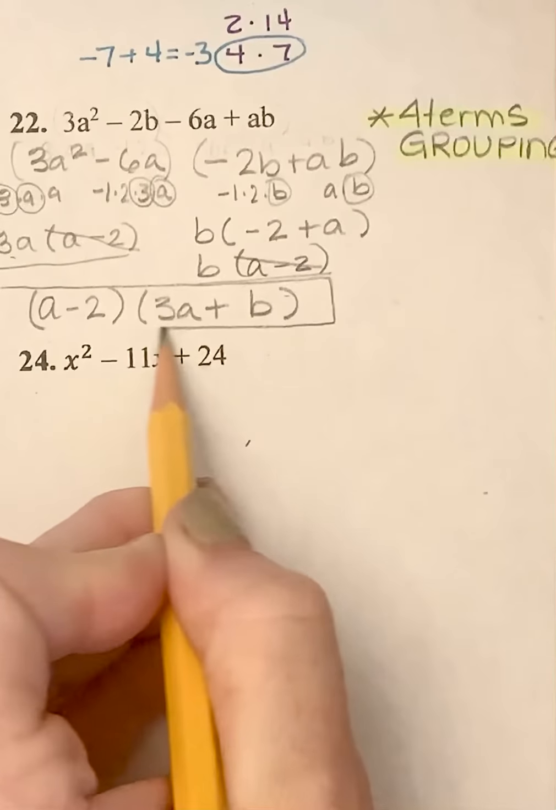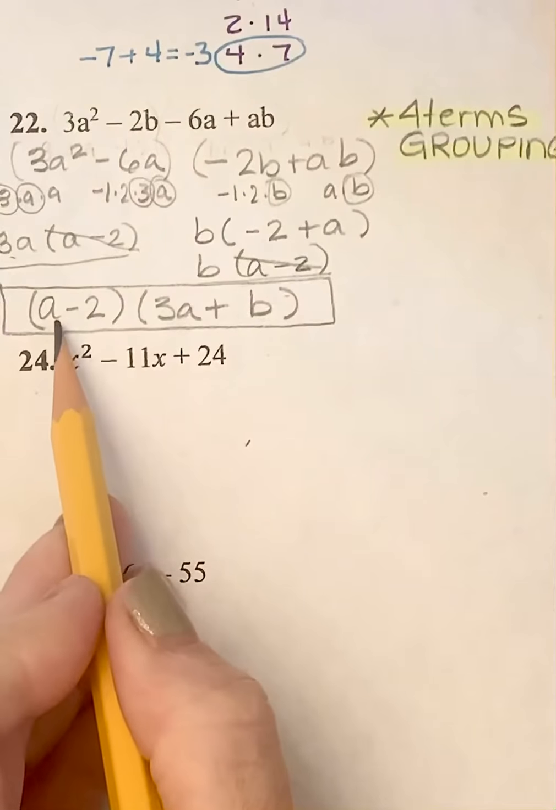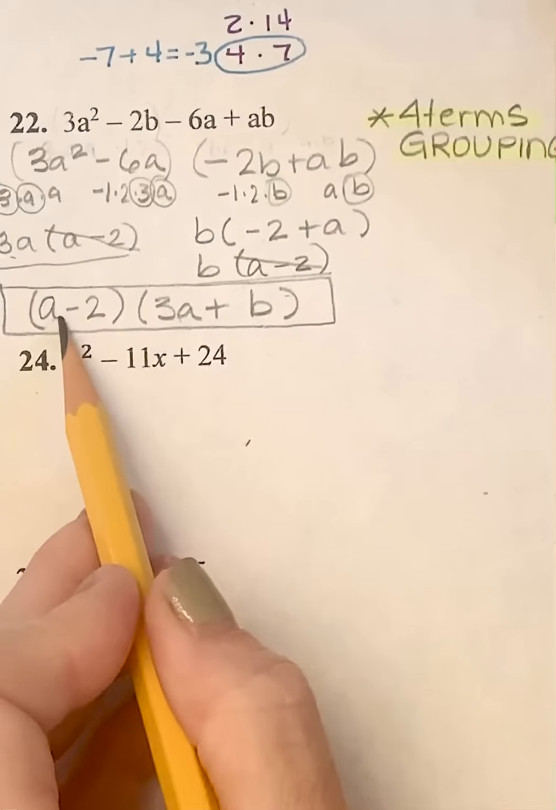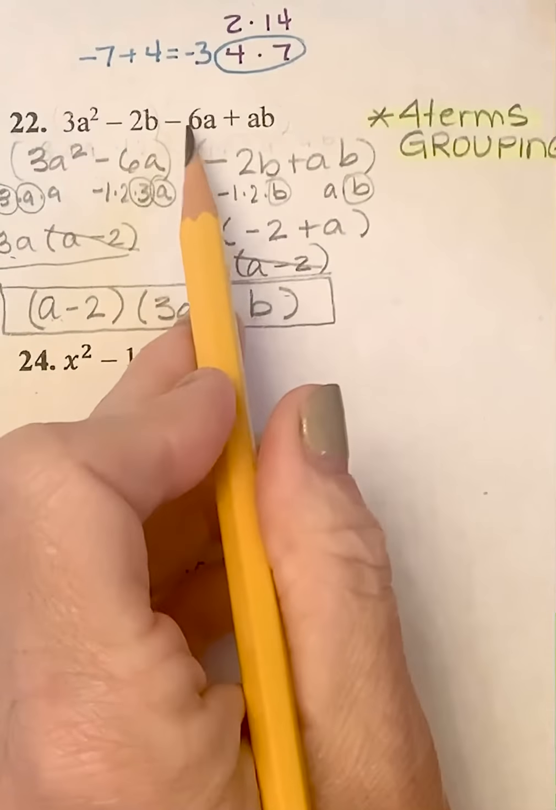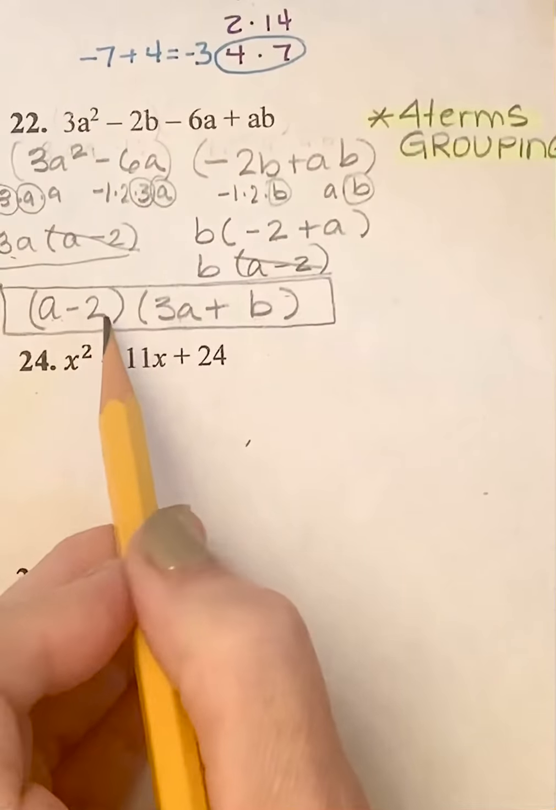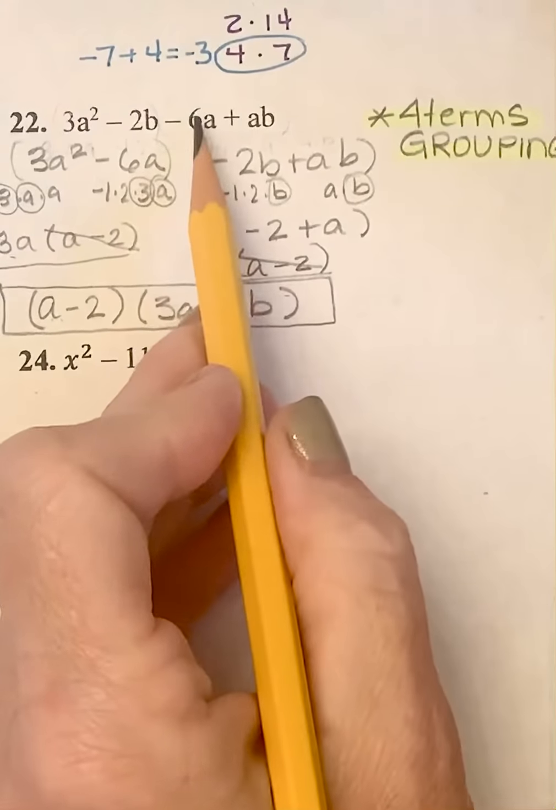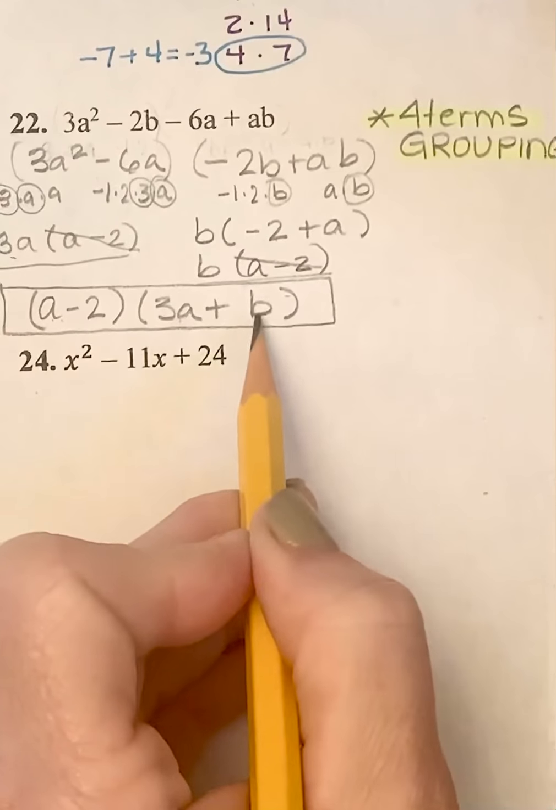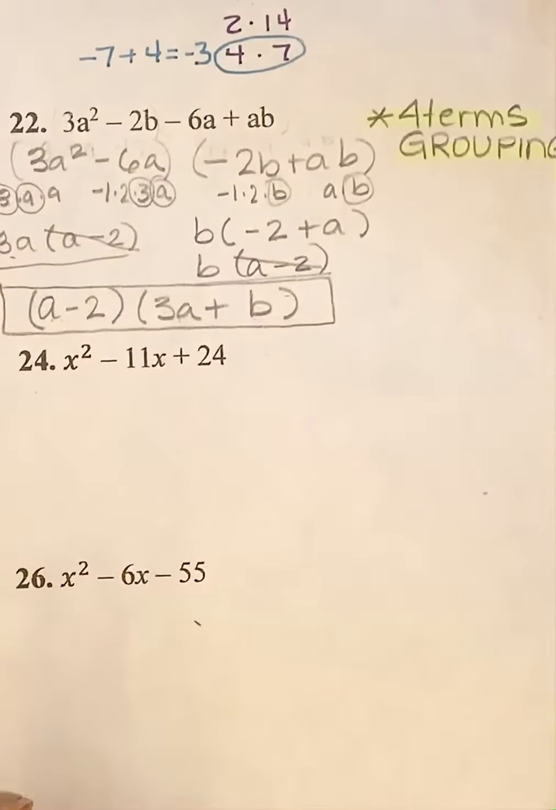All right. Now check using FOIL. 3A squared plus AB. There it is. A minus 6A. There it is. And a minus 2B. There it is.